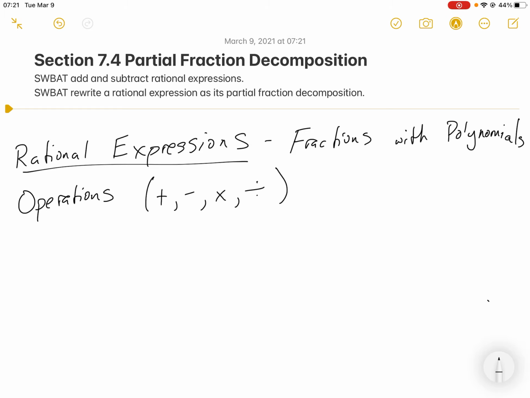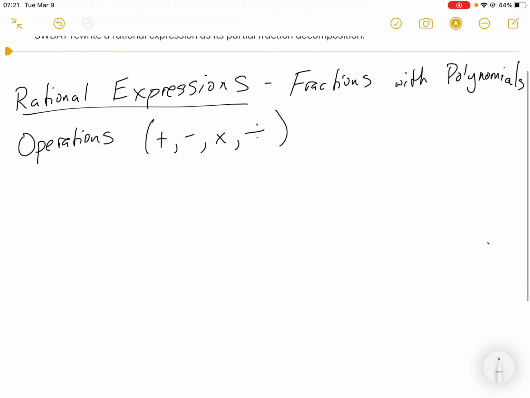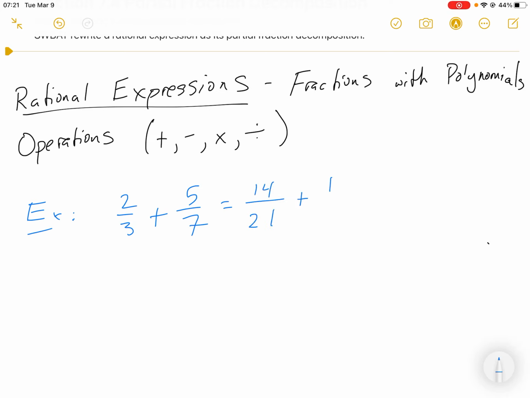Now, hopefully most of you remember fractions. If I have something like 2/3 plus 5/7, you need a common denominator. So we would get 2 times 7 gives me 14, 3 times 7 would be 21, and then we have 15 over 21. So I'd get 29 over 21.